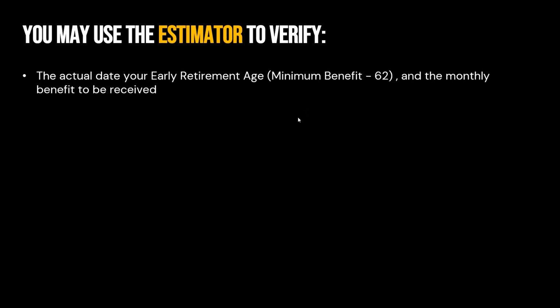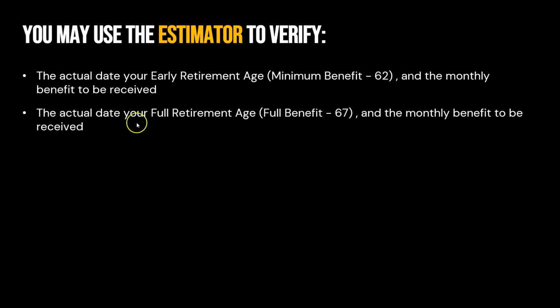Now we're going to take a look at what you can use this online estimator tool for. You may use the estimator tool to verify the following. You can use it to verify the actual date of your early retirement age, which is the minimum benefit, and the monthly benefit to be received. You could also use it to determine what your actual full retirement age is going to be and the monthly benefit you're going to be receiving.